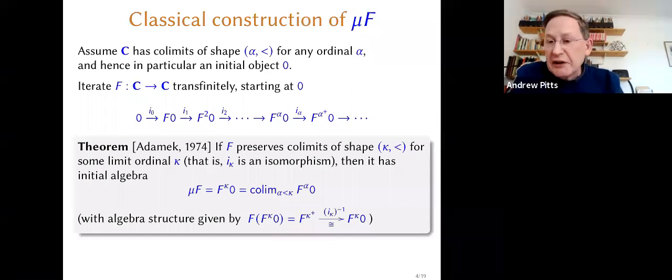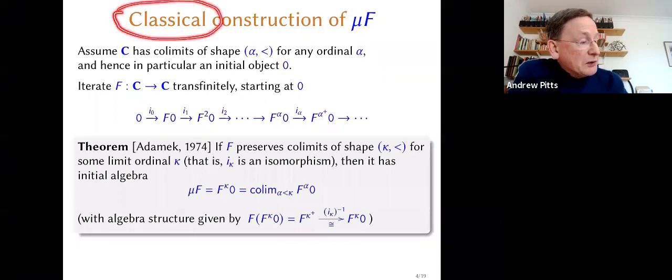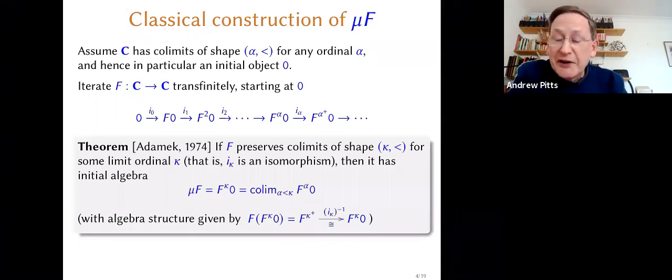So that's a very old theorem, and it's true classically. I said it's a classical construction. I suppose it's a slight pun in the sense that it's an old construction, but it's also one that relies in various ways on the fact that you're doing this in classical logic.